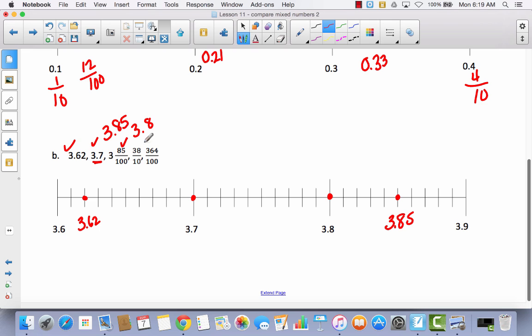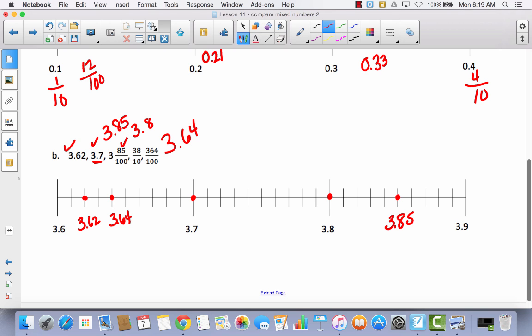And then the last one is 364 hundredths. Well, how many hundredths would be in there? Well, there would be 3, right? I could decompose that into 300 hundredths, which would be my whole number 3. And then I would have 64 hundredths left over. So if this is 3 62 hundredths, then this is 3 63 hundredths, and that would make this 3 64 hundredths.